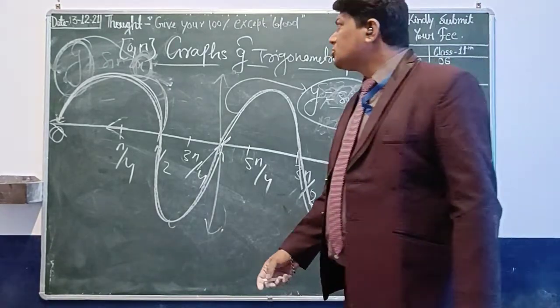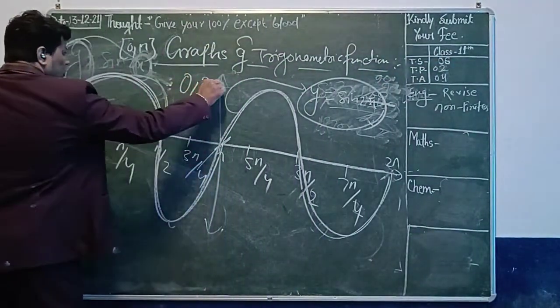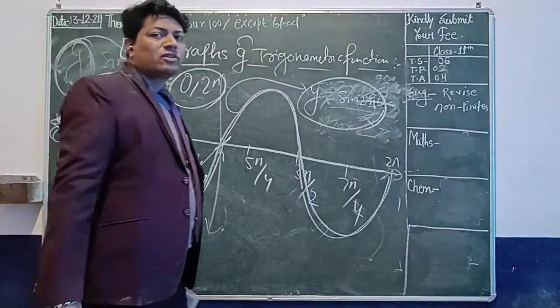That it will lie between 0 to 2 pi. You can talk about it will lie between 0 to 2 pi. And you can draw the graph.